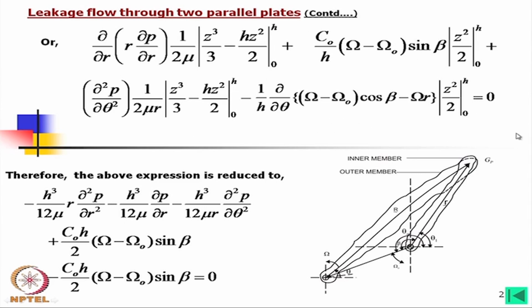substituting this condition here, we find that ultimately this equation will be reduced to this, and this part will be C 0 h by 2 omega omega 0 by sin beta, and this will also become a sin beta, this part, if you put that condition. Somehow this is missing here. Anyway, we will arrive into this equation. What we find directly, this and this will be cancelled out. So, this part will become 0.